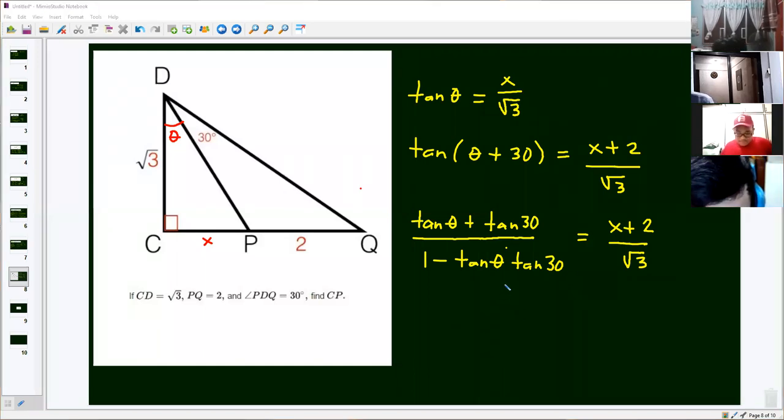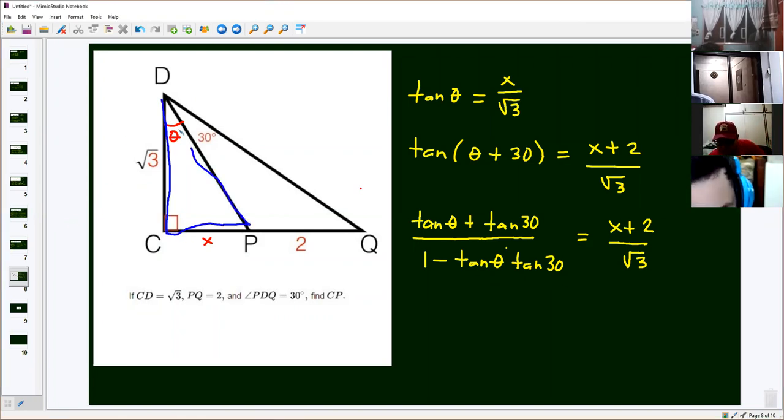Now you can see tangent theta is x over square root of 3 from this triangle. Let me trace it for you. This triangle, opposite over adjacent, x over square root of 3. Now tangent of theta plus 30, this is the angle. The whole triangle is the third figure. Opposite is x plus 2 square root of 3, adjacent side. Set up, right? Now, here comes the identity. The sum identity for tangent: tan of A plus B is tan A plus tan B over 1 minus tan A tan B, right?